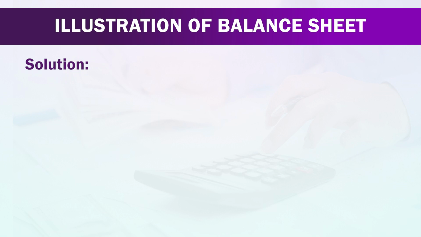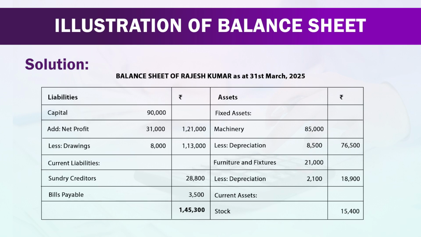Now friends, we will see the solution, balance sheet of Rajesh Kumar. Capital we are having of rupees 90,000. In that we will add rupees 31,000. It means the capital of owner is rupees 1,21,000. From that, whatever amount he has withdrawn during the year is to be deducted. So, at the end of the year, his capital is rupees 1,13,000.